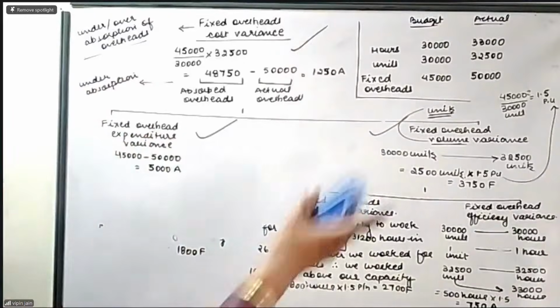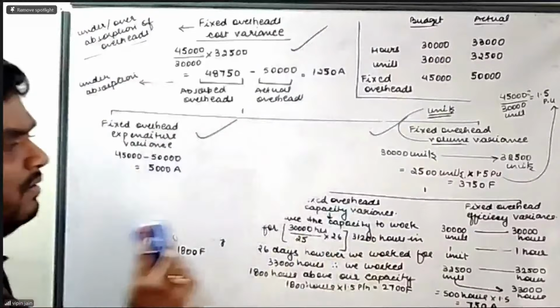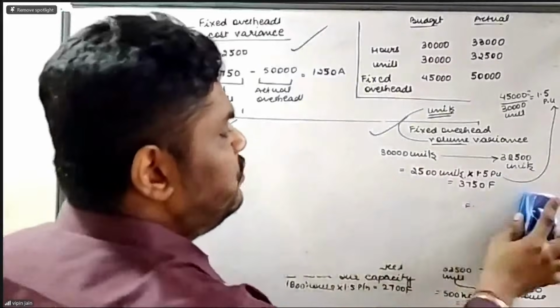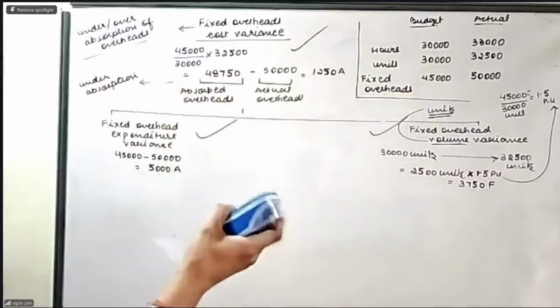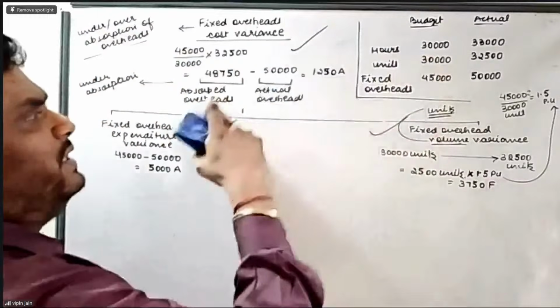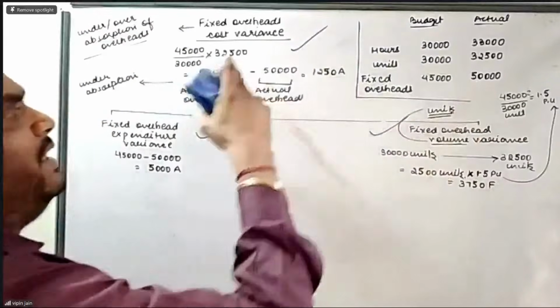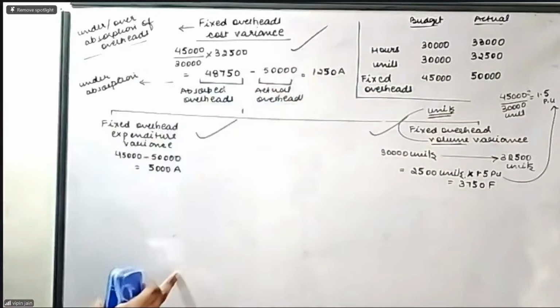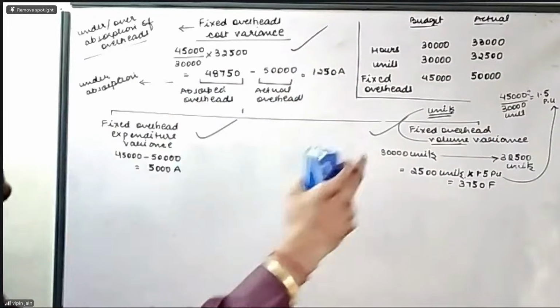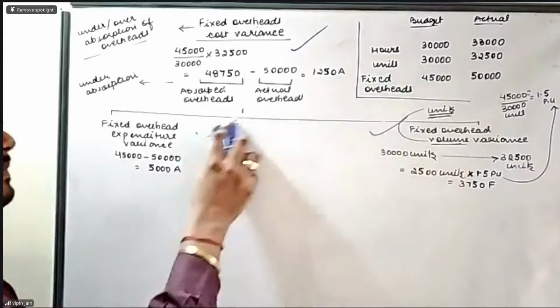No, this is the question. Assume this is the question. So how will you calculate cost variance? 45,000 for 30,000 units. So for 32,500, how much? This much minus 50,000. Now second part, if it is expenditure variance, 45 minus 50.